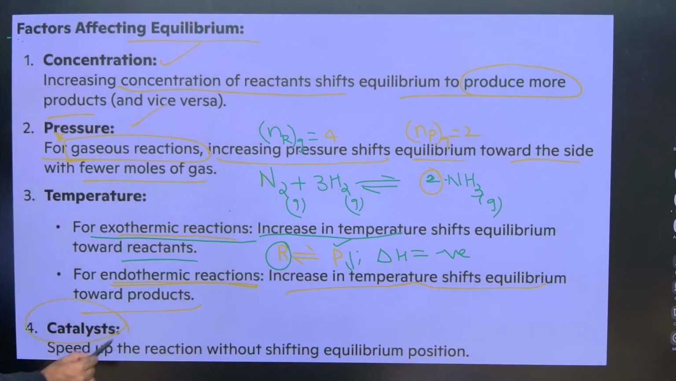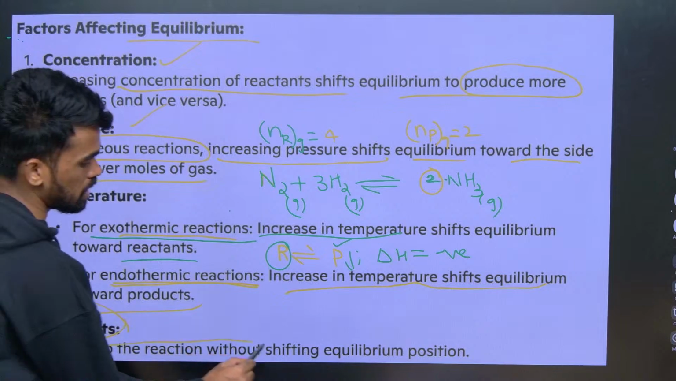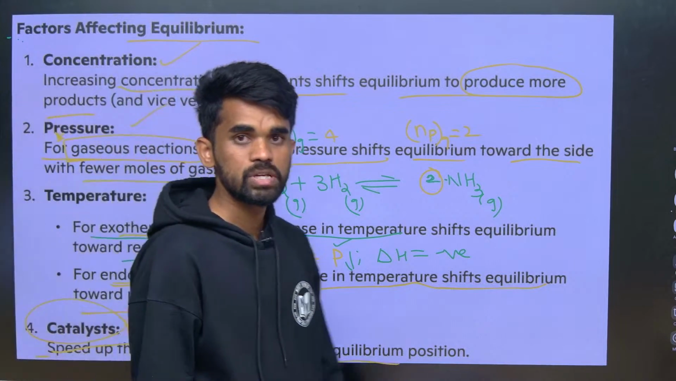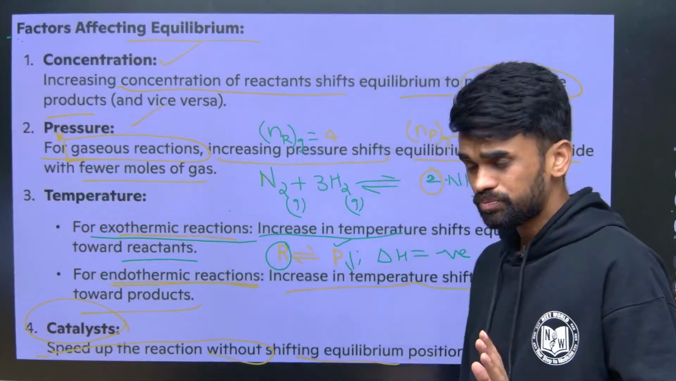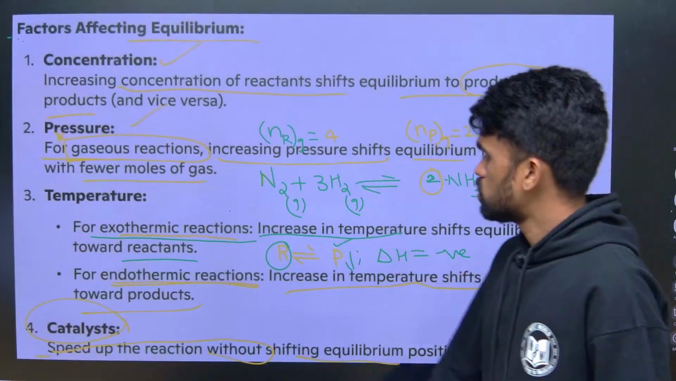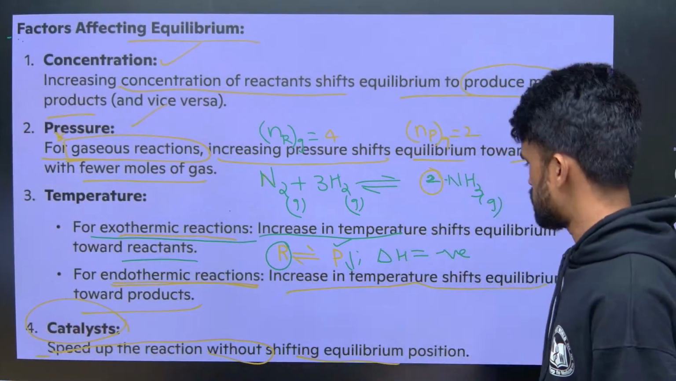Catalyst. A catalyst will speed up the reaction without shifting the equilibrium position. So the equilibrium will remain constant, will remain the same in position, but the speed of the reaction increases.